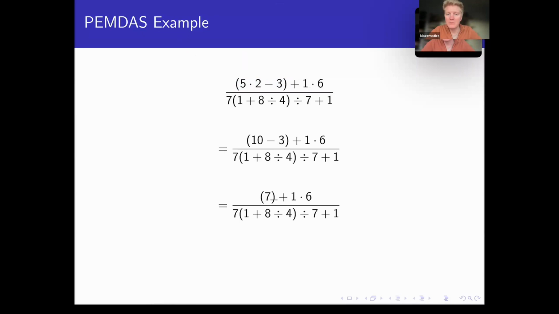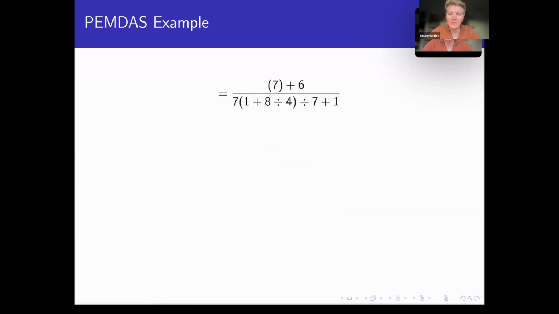Well, we have 7 plus 1 times 6. Again, multiplication takes precedence over addition. So 1 times 6 is 6. And then finishing up the numerator, 7 plus 6 is 13.